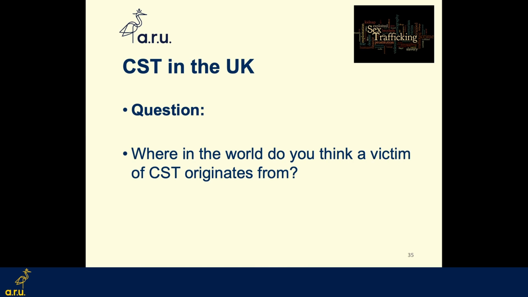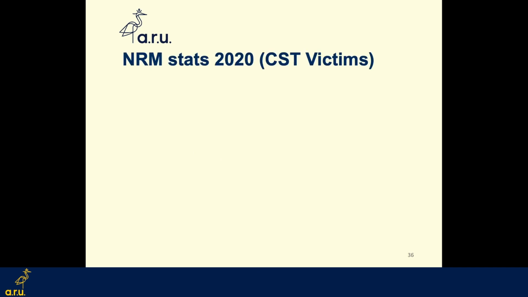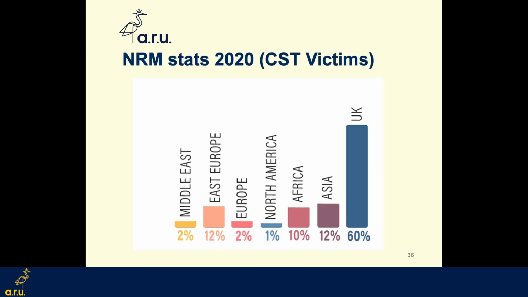Again, I'm not going to ask you this now, but I was going to ask where in the world do you think a victim of child sex trafficking originates from. According to the NRM stats, from the Home Office via the National Crime Agency, 60% of them are actually from the UK. We do have some that come from the continent and from America.